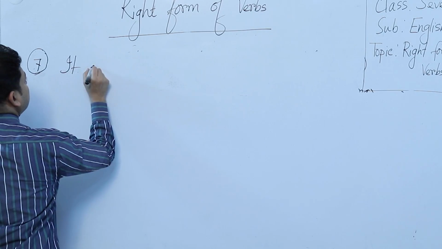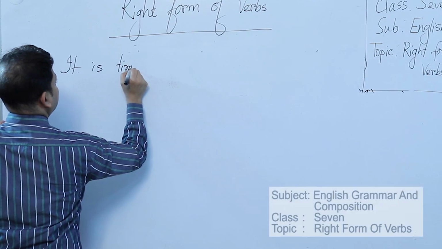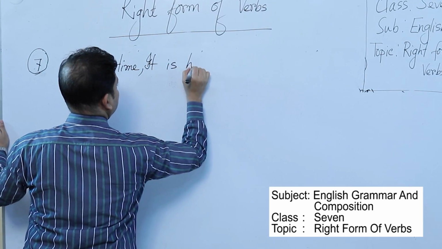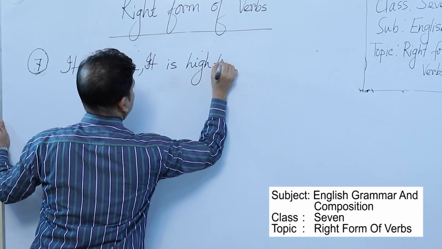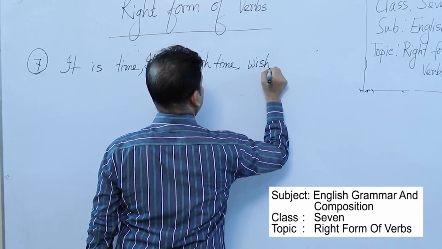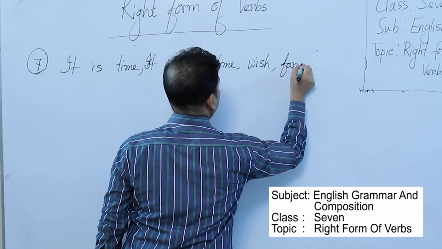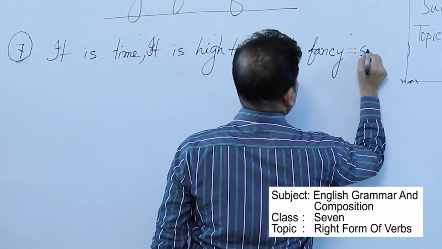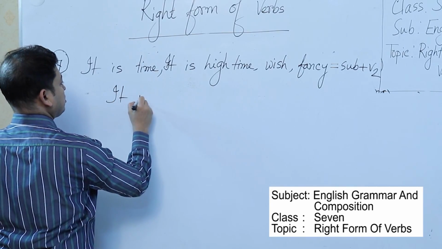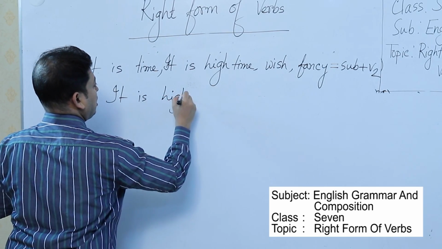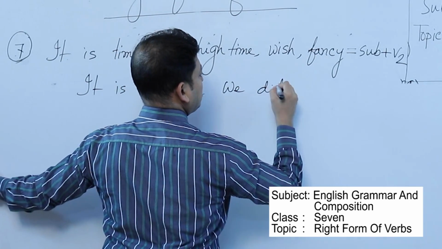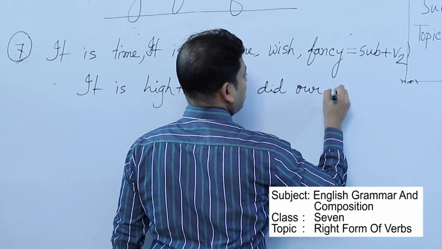Another rule. This is rule number 7. If there is it is time or it is high time, or there is wish or fancy, subject plus V2. It is high time we did our job.